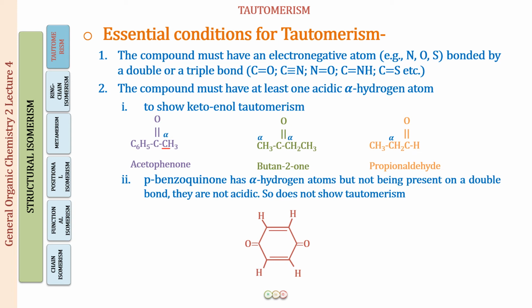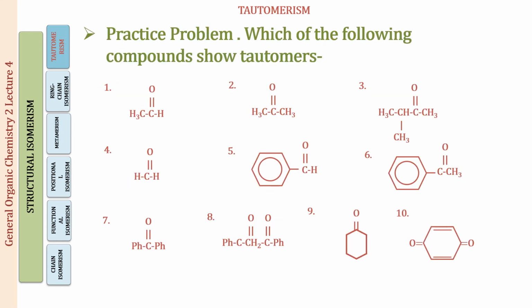I hope you have got the concept very well now. So the alpha hydrogens, now you can see them labeled also. Now I have one question for you. This question is not one question. This has 10 parts. You have to tell which of the following compounds are going to form tautomers.